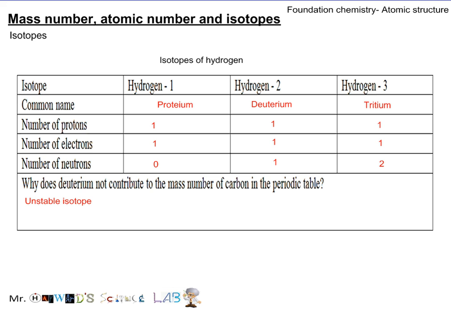The number of neutrons is what changes. So in protium, you've got 0. In deuterium, you've got 1, and in tritium, you have 2. Then it says, why does deuterium not contribute to the mass number in the periodic table? It is an unstable isotope.